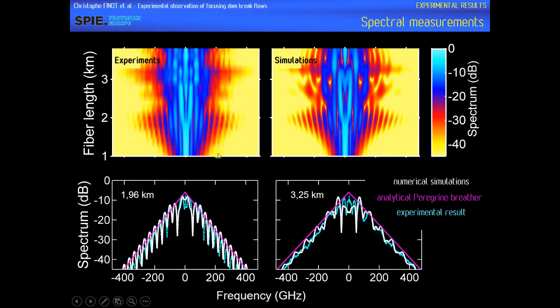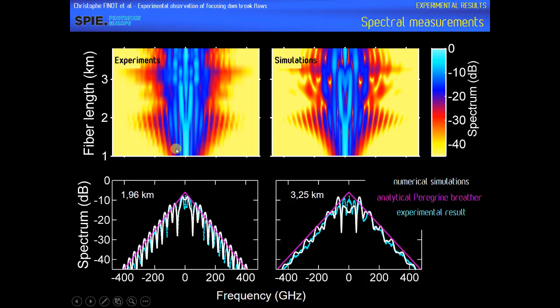Now, let us see the results regarding the spectrum. We can see that the breathing is also observed on the spectrum. We can here clearly identify the point of maximal temporal compression, which leads to the broadest spectrum recorded with the optical spectrum analyzer. We can also see that we have here a strong modulation that is sinusoidal on the spectrum measured at the point of maximum compression.